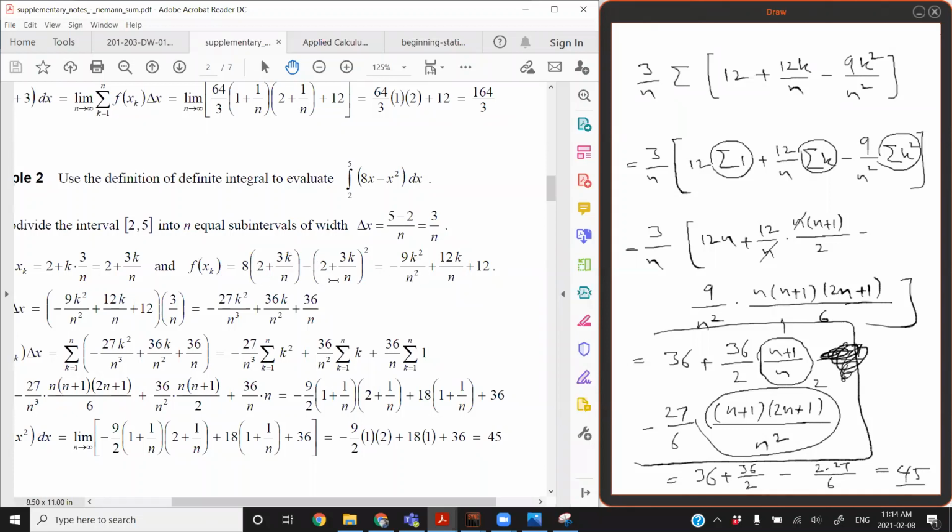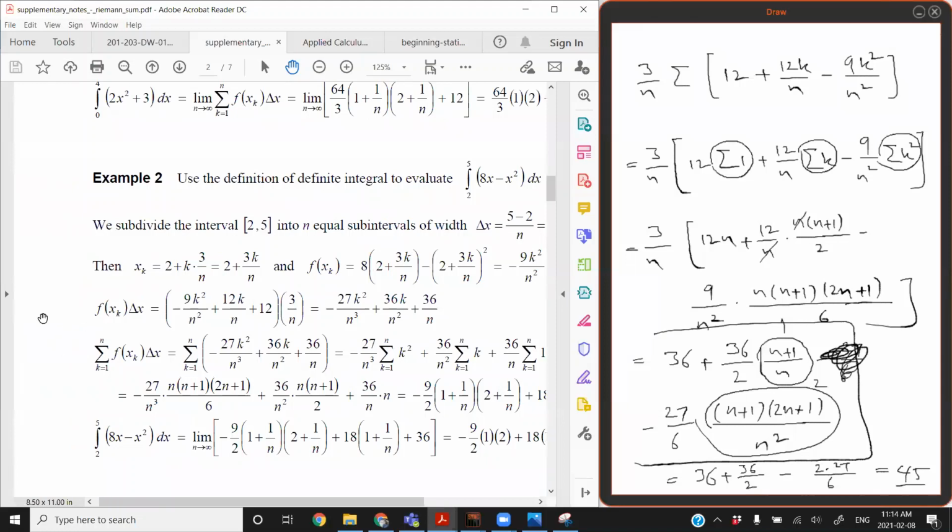So I think this is better than what I did, because I was messing with sigmas a lot, but this is a better method, because first you calculate what f of xk is, and you simplify this. If you simplify it, expand this, and then simplify it, you get this. Now, this part, f of xk times delta x, is going to be this. You multiply them, distribute the 3 over n, multiply by every term, you get this.